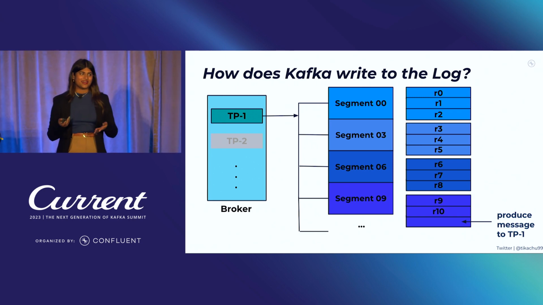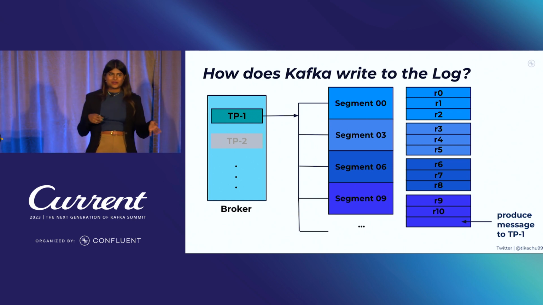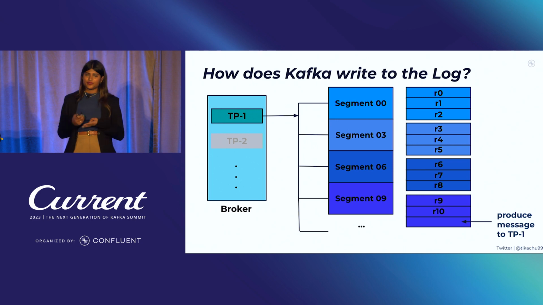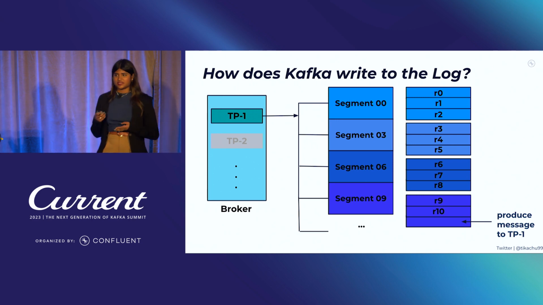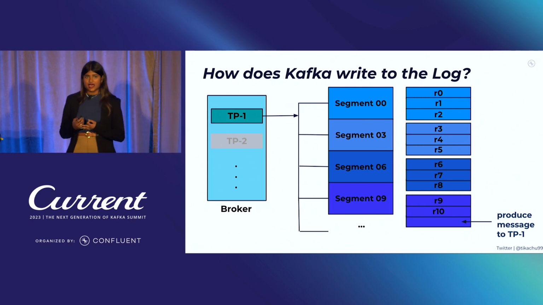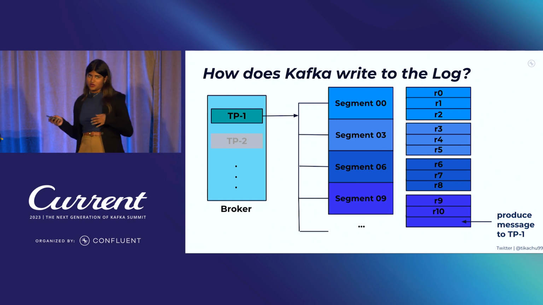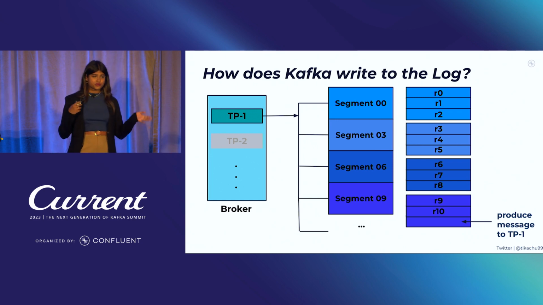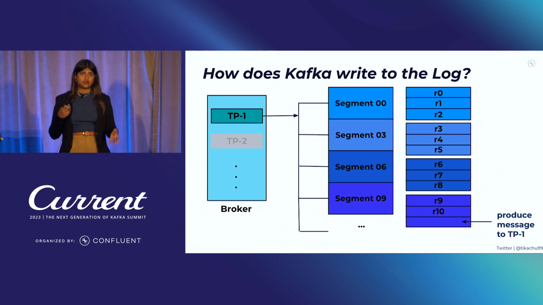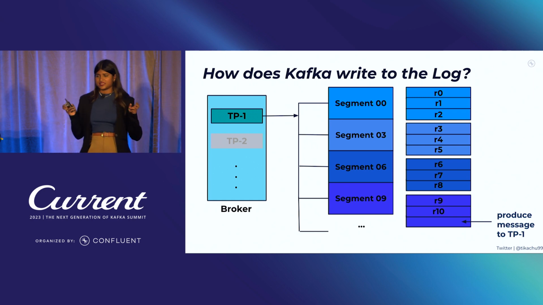Now you might be thinking, okay, what happens next now that segment 9 is filled? Basically we take those 3 files associated with the segment and we close them. Segment 9's log, index, and time index files are all closed, and we open them again in read-only mode. And we instead create new segment files associated with segment 12, which is the new current active segment now.